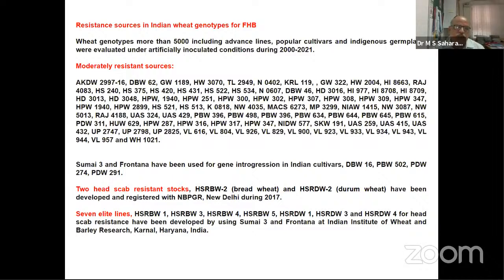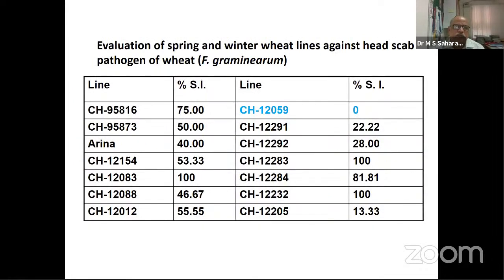We also developed some resistant genetic stocks, two of them, one in bread wheat and one in durum wheat, and these have been registered with NBPGR. There are also some elite lines which can be used further. This Swiss line, CH, we also found resistant to our isolate.